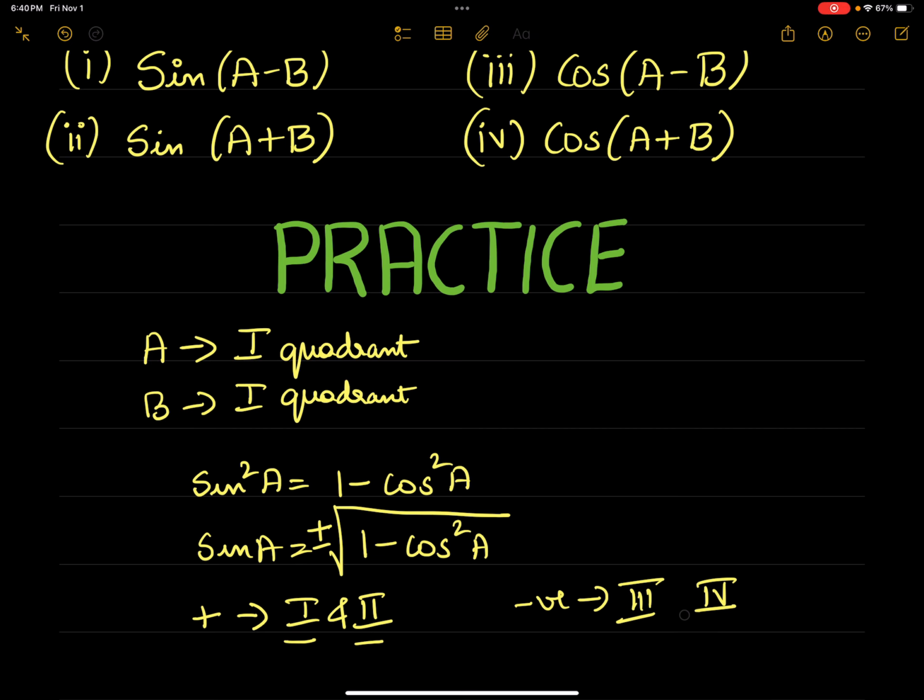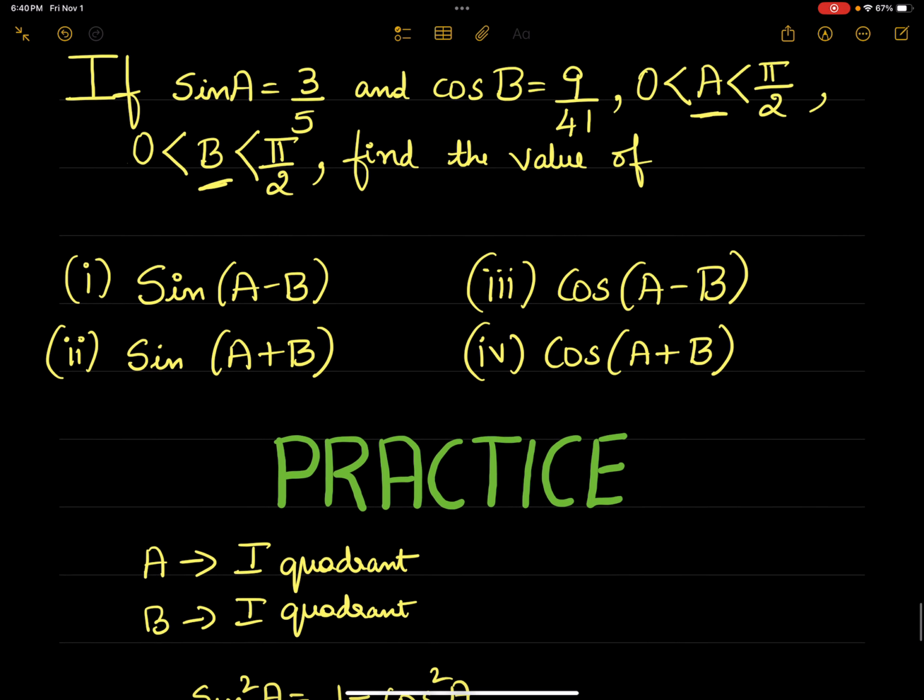Similarly, for cosine, if it is the first or fourth quadrant, then we would choose positive, and in the second or third quadrant we would choose negative. So that is why before we start approaching this problem, it is very important to know which quadrant this angle belongs to. Okay, now let's start with solving this question.